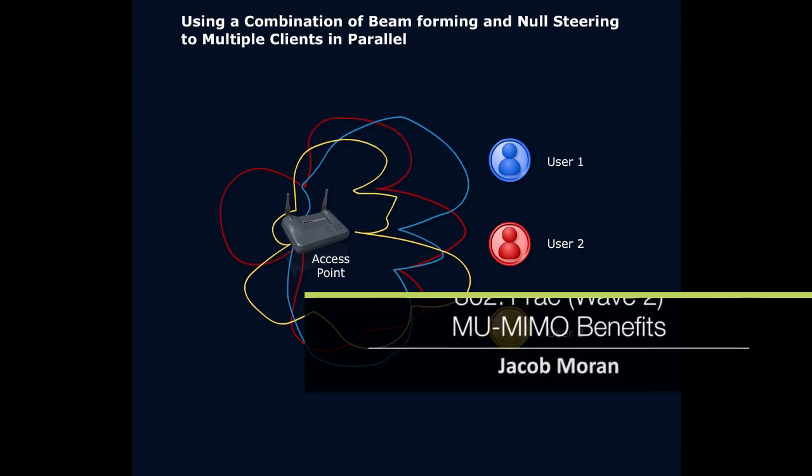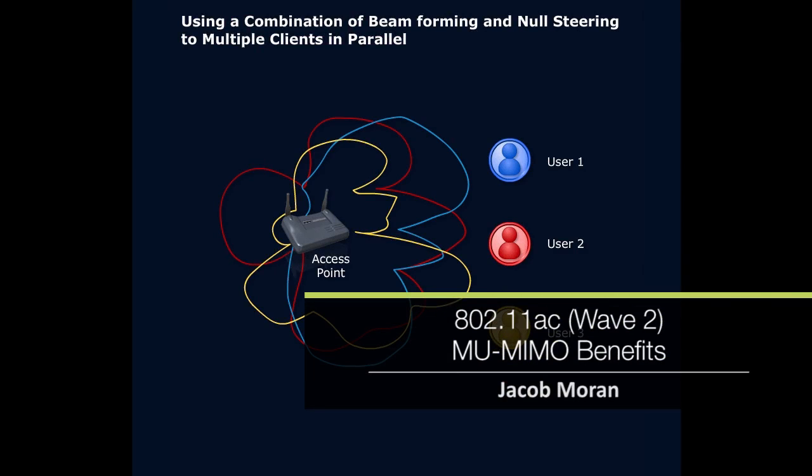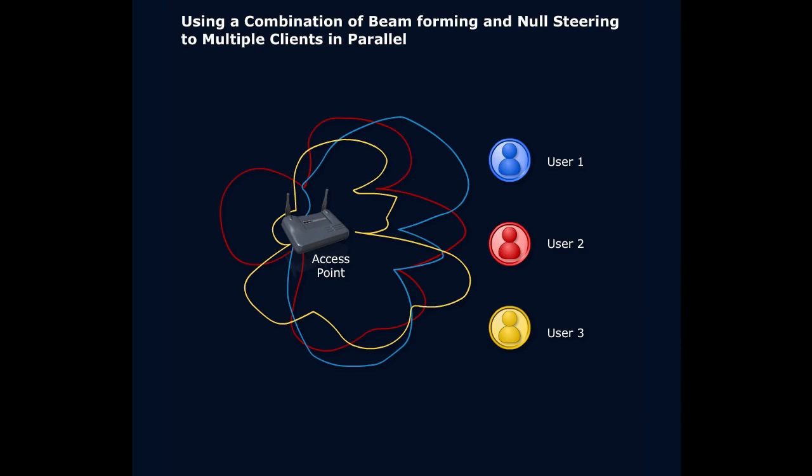With every advent of another revision of our wireless technologies, we get a little something extra. And when we move to 802.11 AC Wave 2, we get a very cool little feature called MU-MIMO. Multi-user, multiple input, multiple output.